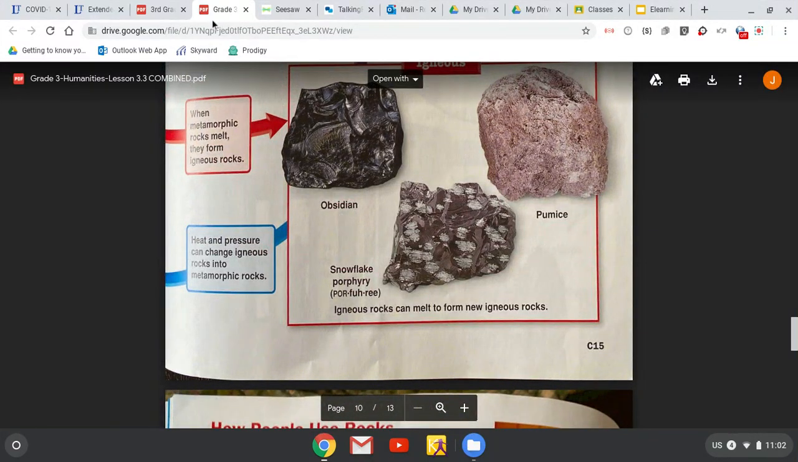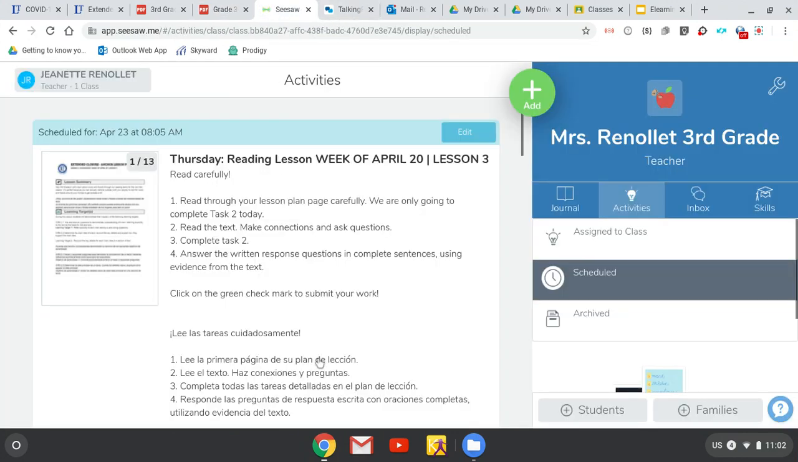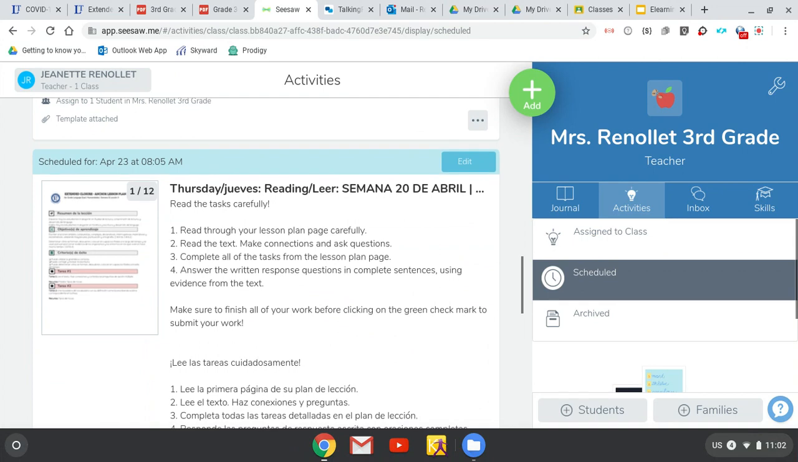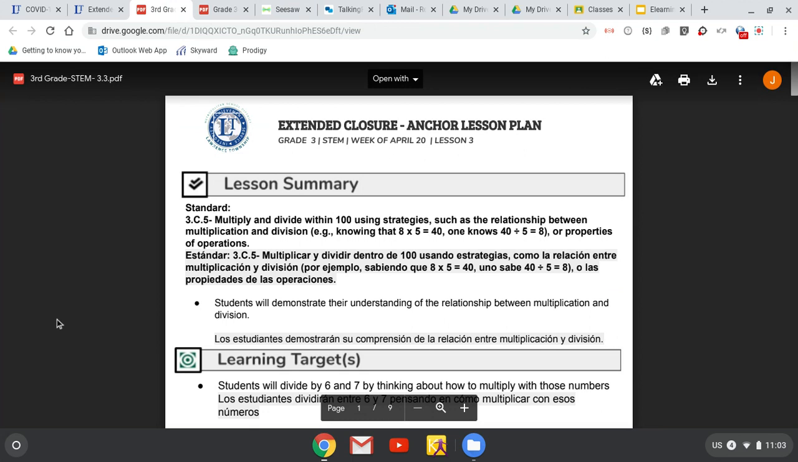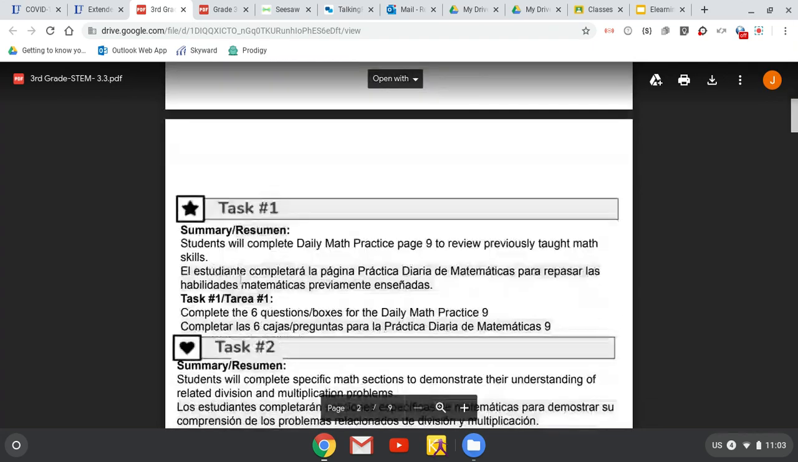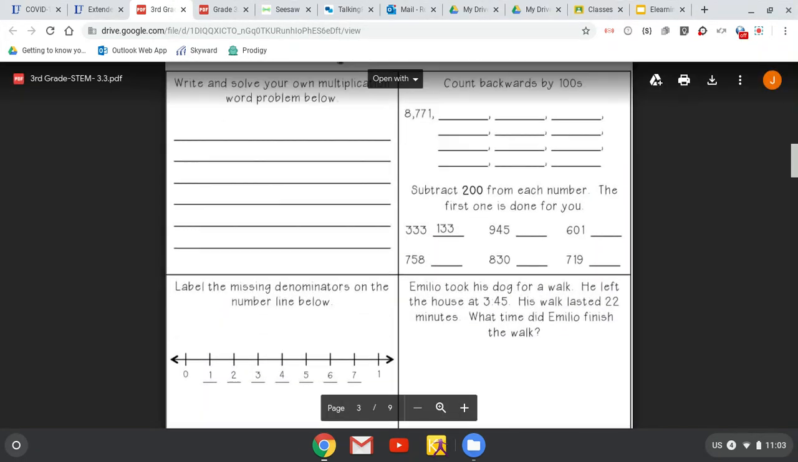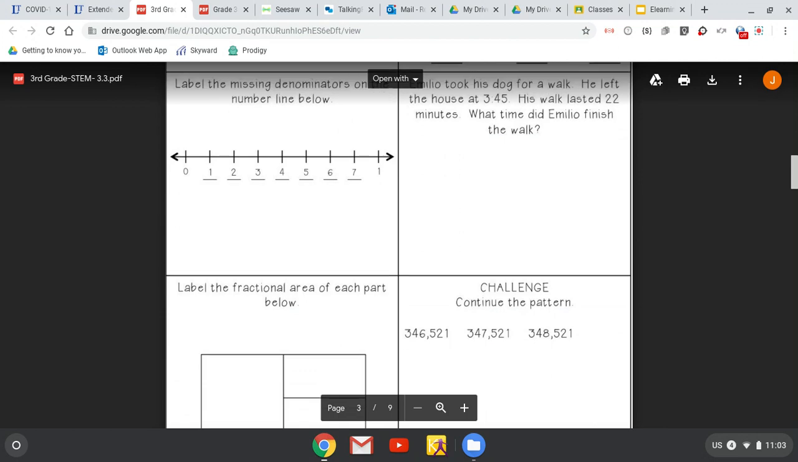All right, let's look at our math lesson. If you are on Seesaw, you will see that it says Thursday math lesson. Okay, today you're going to complete all of these tasks. Make sure you read your directions. Today you're working on multiplication and division and how they work together. Go ahead and start with your math review. Get your brain ready for math.